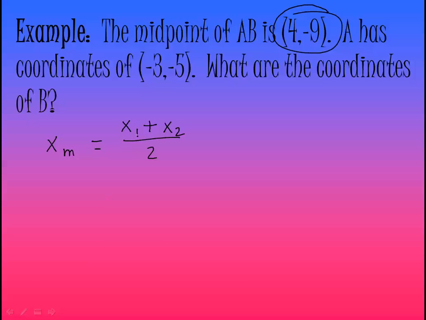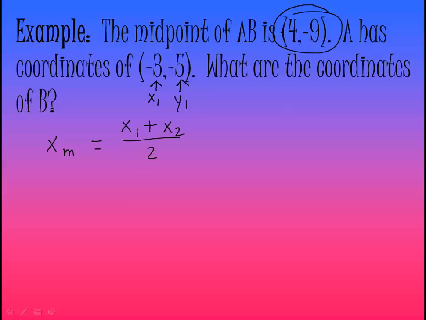In this case, instead of adding the 4 and the -3, I'm only going to substitute one of those as an x value, as x1 or x2. Because remember, x1 and x2 are supposed to stand for the two endpoints. I don't know both endpoints. So I'm going to call this x1. And I'm going to call this y1.